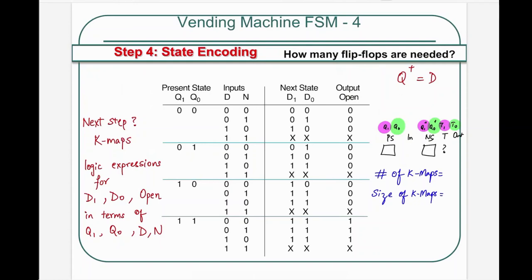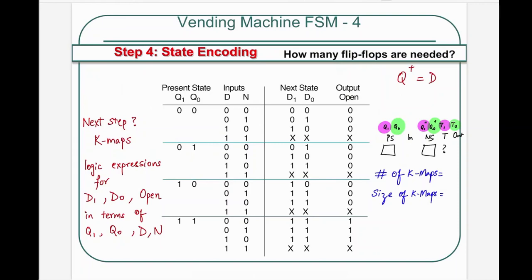Output open equals Q1 and Q0. Okay, yeah, that's right. Two, 4 input K-maps. Can we just jump if it's obvious? What do you mean? Where do you want to jump to? Do we need a K-map for output? Not in this case, but in general, you may, right? Yes, if you don't need it, you don't have to do it. But in some cases, you may need to do it, especially if the output becomes like a Mealy machine. In a Mealy machine, you most likely will need a K-map even for output.